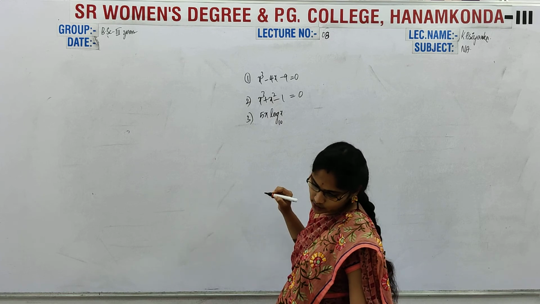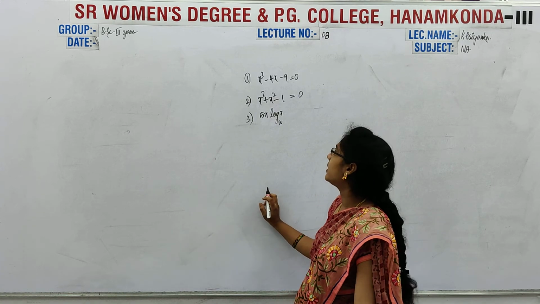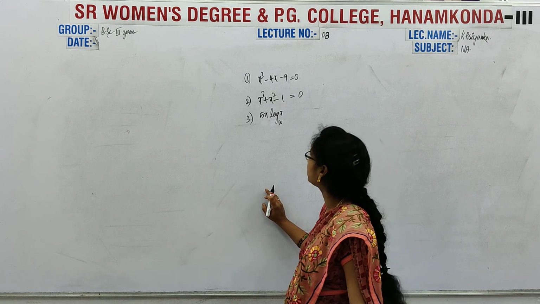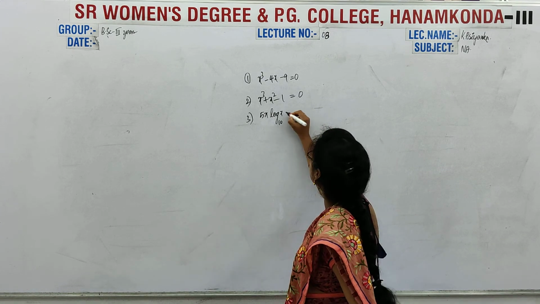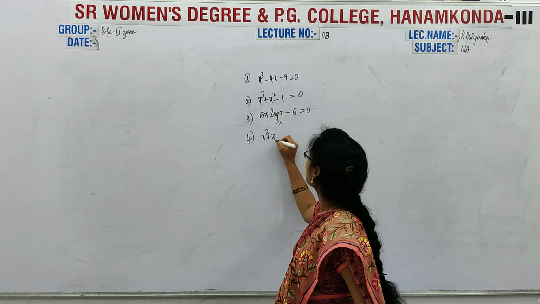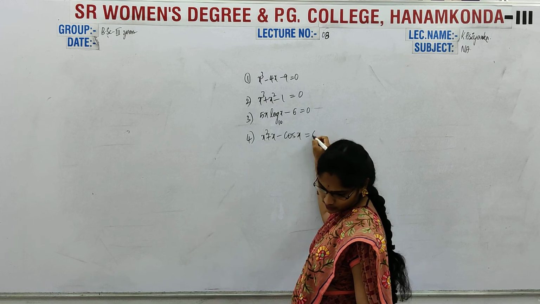So here you have to take the calculator. In the calculator you have the button that is log. You have to take that one. Okay, minus 6, x square plus x minus cos x is equal to 0.